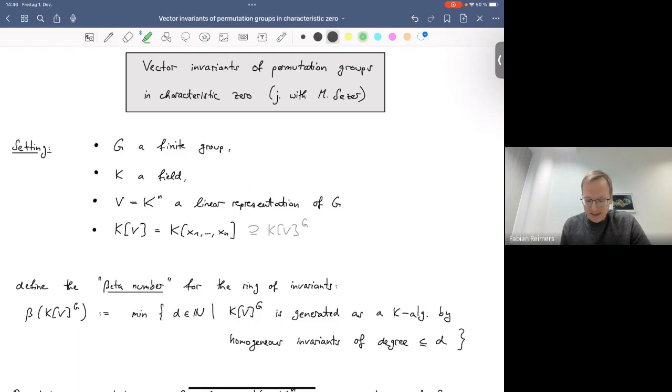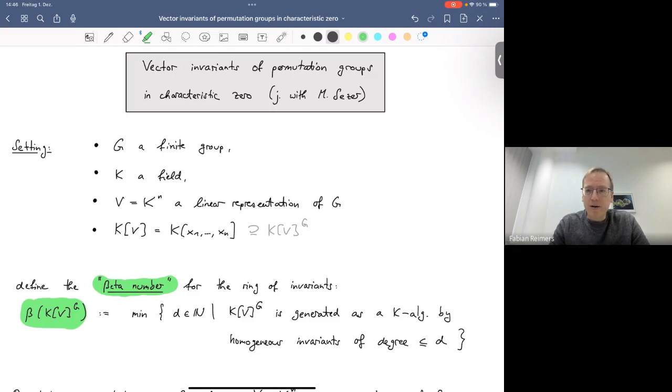And of course, in a moment, this will be more specific. We will have permutation groups, not just any finite groups, and not just any field, because as the title says, what we did was in characteristic zero. But for the moment, let's just look at this general setup. Let me define the so-called beta number or Noether number, which is the smallest integer d, such that the invariant ring is generated as a K algebra by homogeneous invariants of degree at most d.